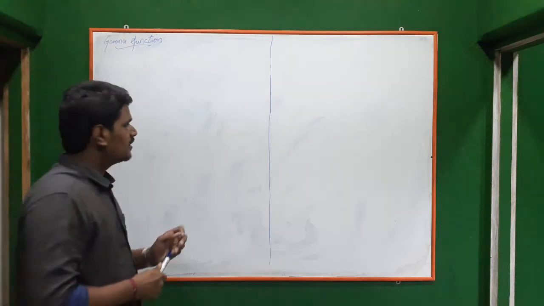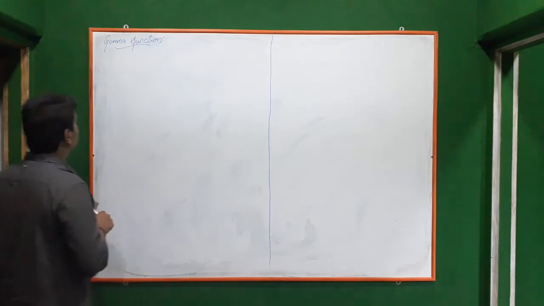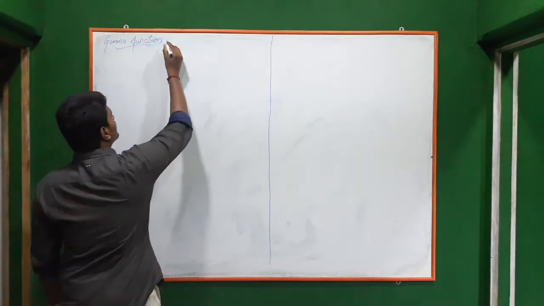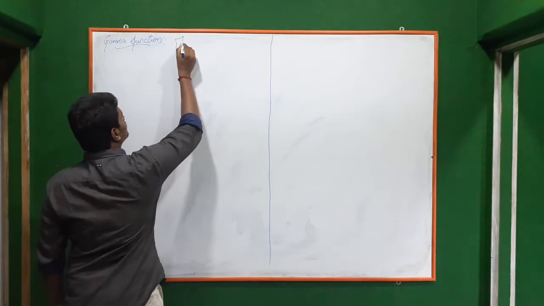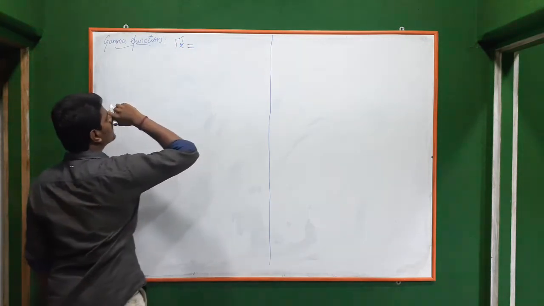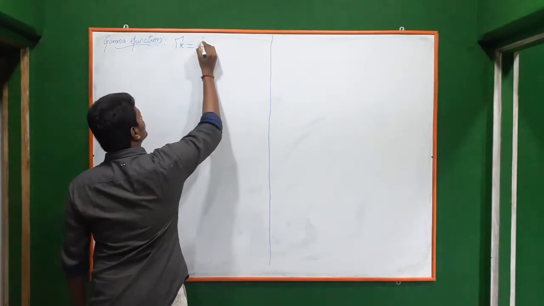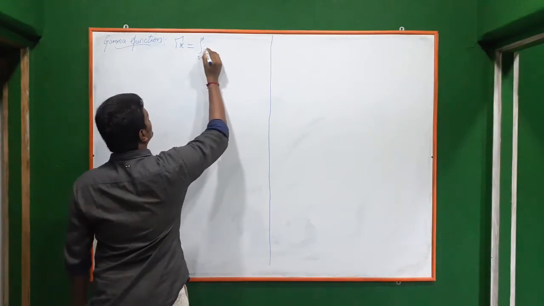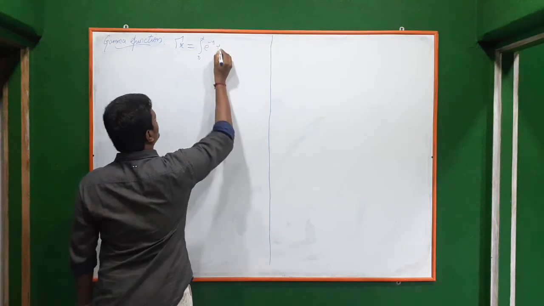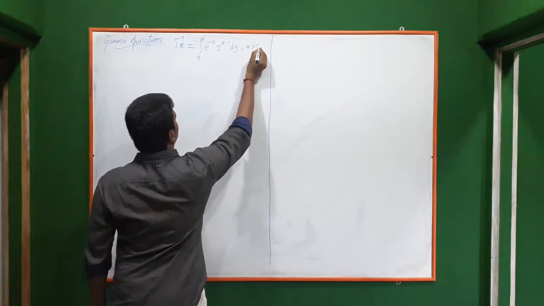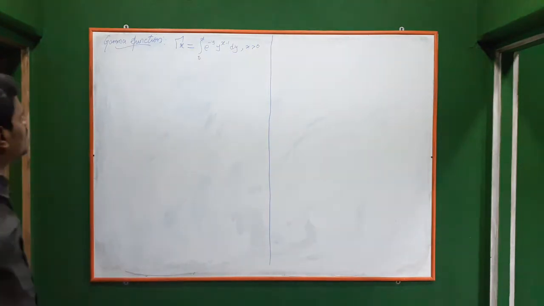Good evening. In this class we are going to see the gamma function. Previously we know that gamma of x, if x is a positive real number, we have defined using an integral: the integral of e to the power minus y, y to the power x minus 1 dy, for x greater than 0. This is our definition in calculus.